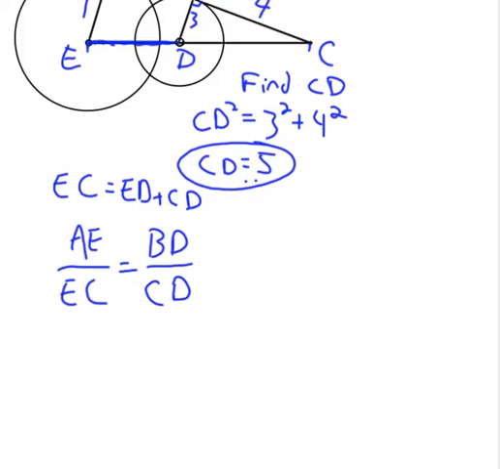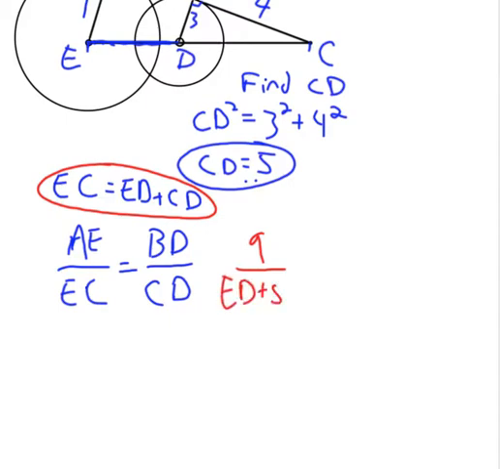Well, now we have enough information that we can substitute. We know the radius, AE. We know EC because we just defined it right here. And we know BD from the diagram, and CD is given. So we'll just substitute in all that information. So now we'll have 9 over ED plus CD. Well, what is CD? CD is 5. So ED plus 5, and that will equal BD over CD, which is 3 over 5.